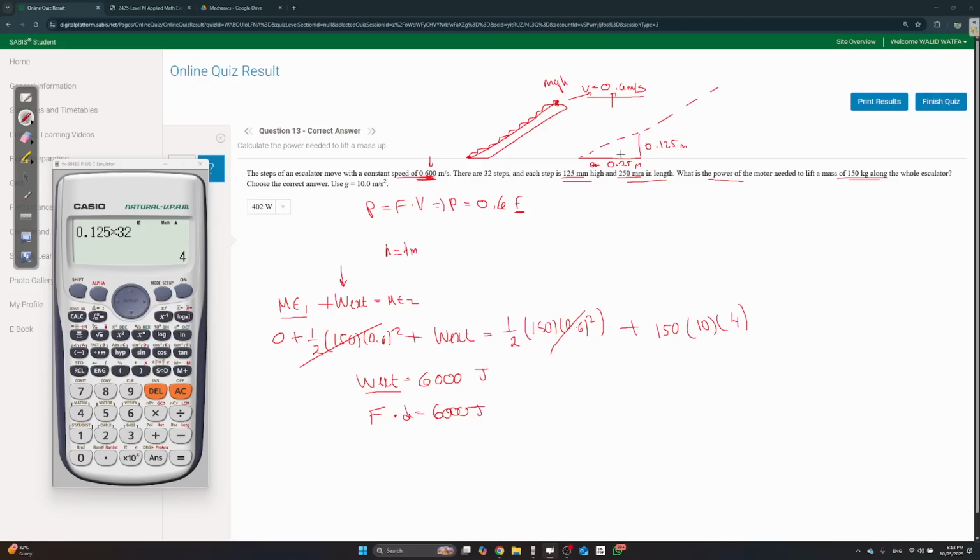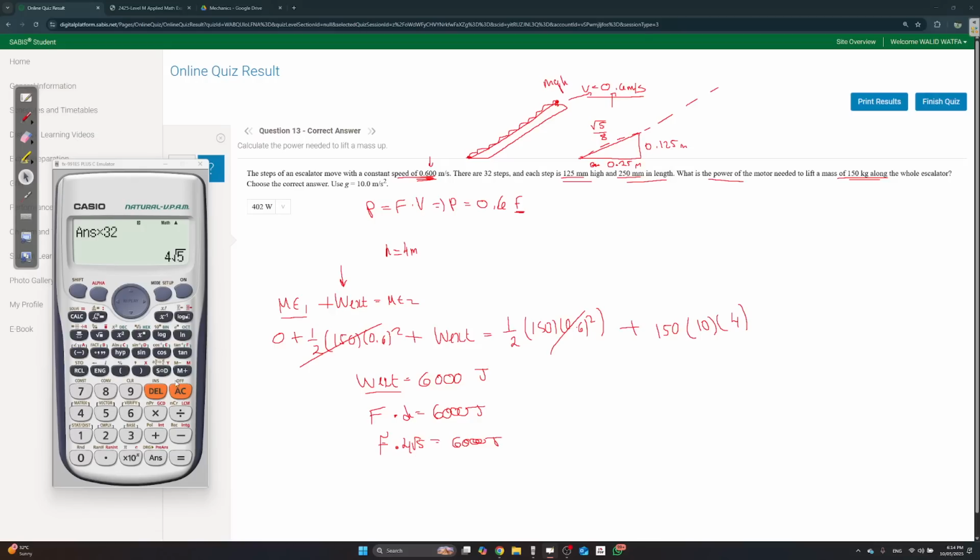Now, how long did it travel? So let's take a look. To find this, obviously this would be finding the hypotenuse of each step. And since they're all the same step, we can just find the hypotenuse for one step and multiply it by 32. Using Pythagoras theorem, 0.125 squared plus 0.25 squared gives the hypotenuse squared. To find the hypotenuse, you just square root that. So you're going to get root 5 over 8. Since we have 32 steps, we multiply this by 32, and you get 4 root 5 as your distance. So F times 4 root 5 is equal to 6,000 joules.